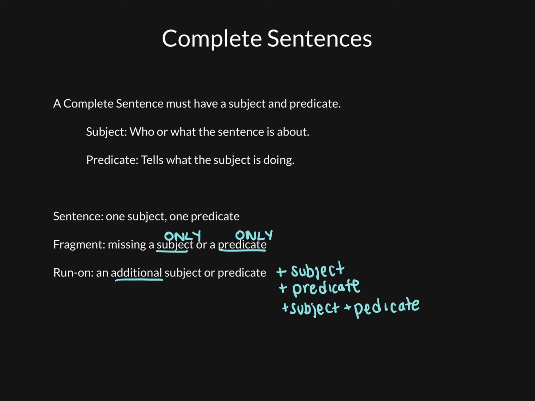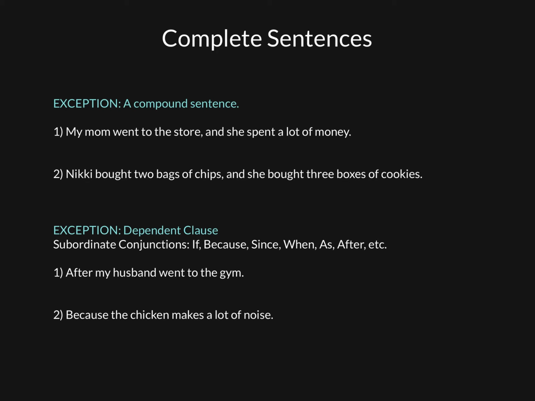For example, a compound sentence is still a complete sentence, even though it has two subjects and two predicates. And the reason is because it has a conjunction in between those two complete sentences. So for example, in number 1, here we have, my mom went to the store and she spent a lot of money. So we can notice here that we actually have two subjects.